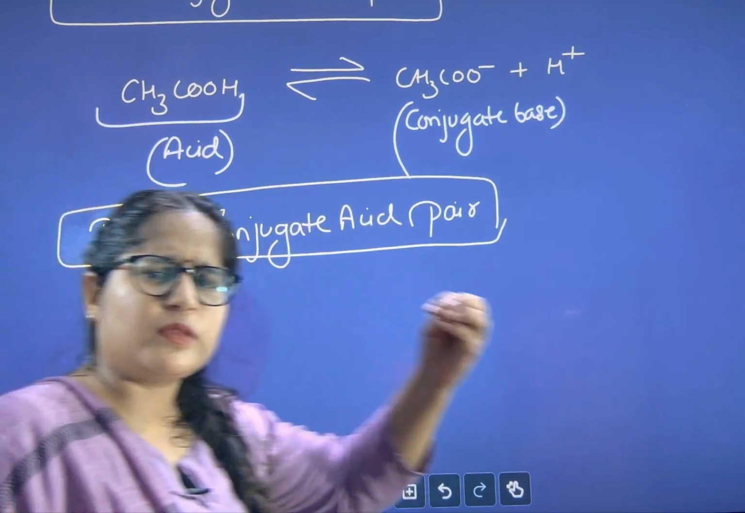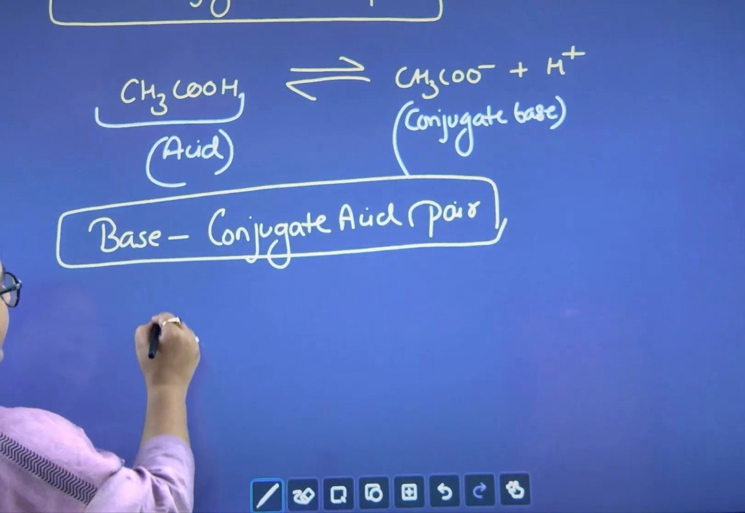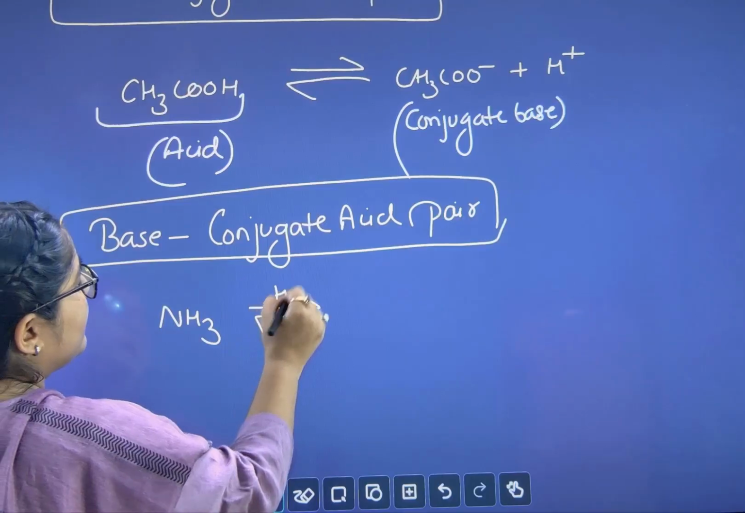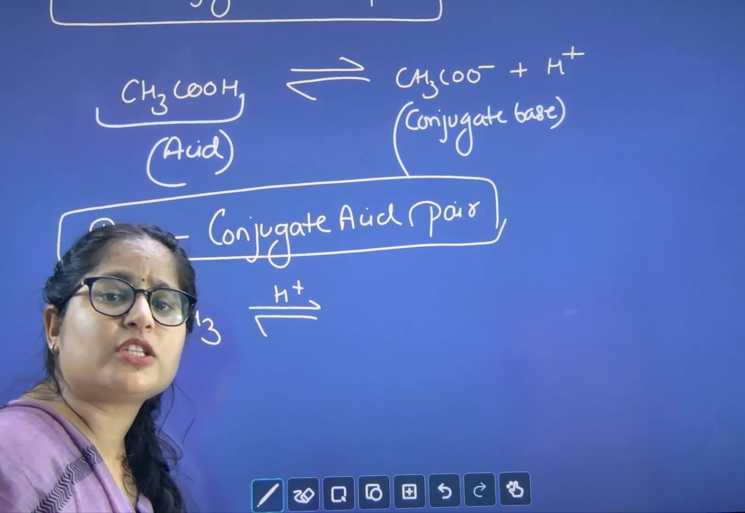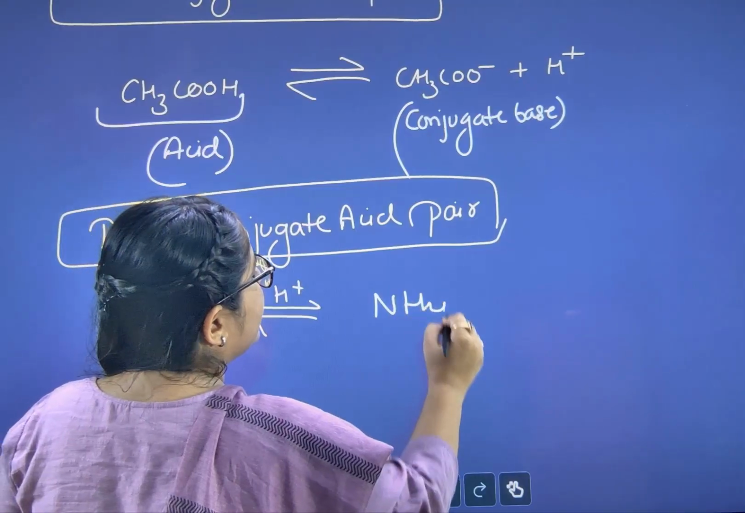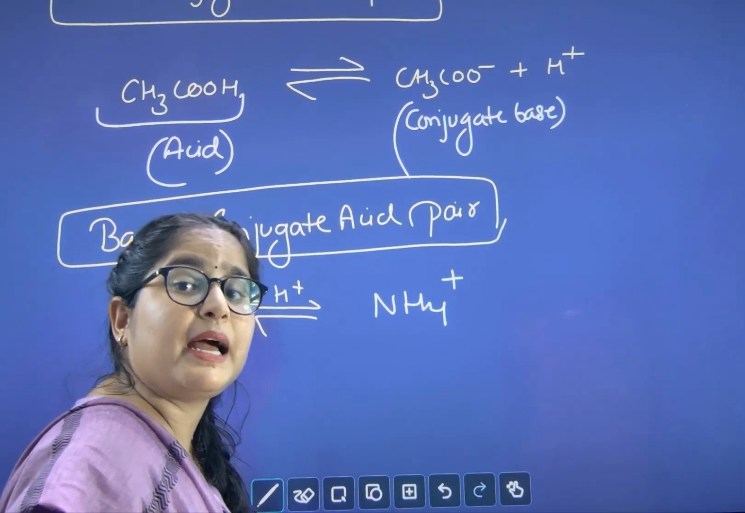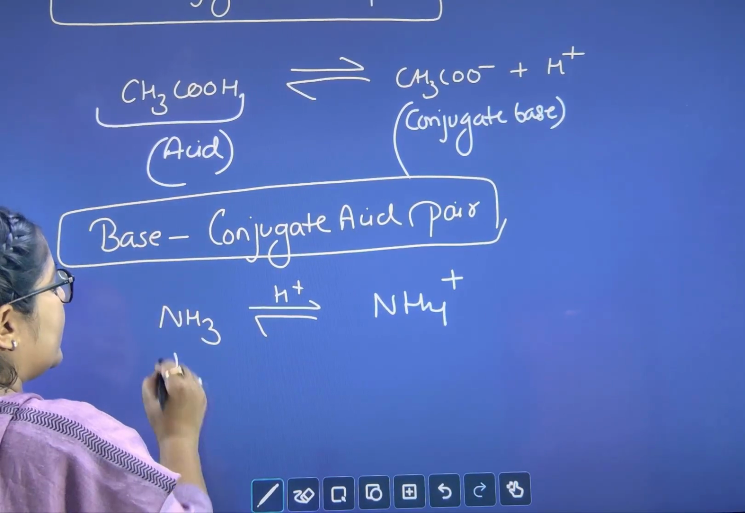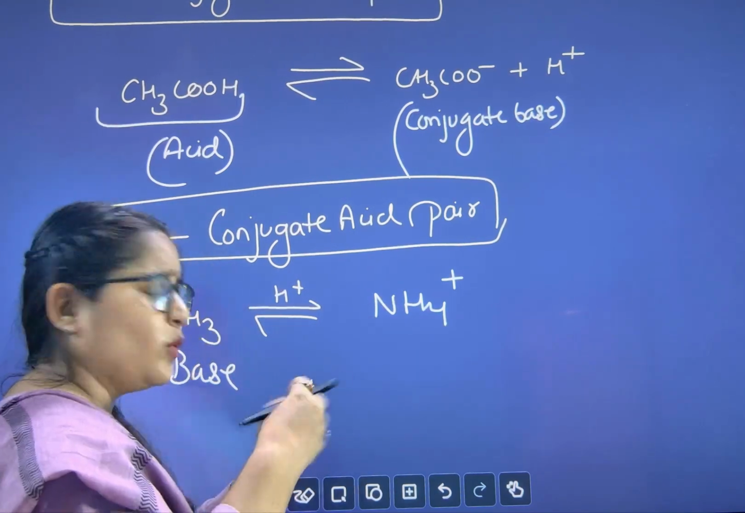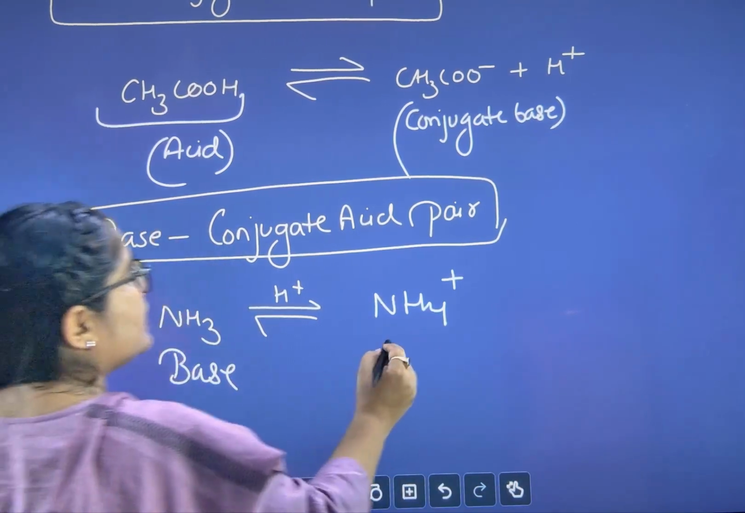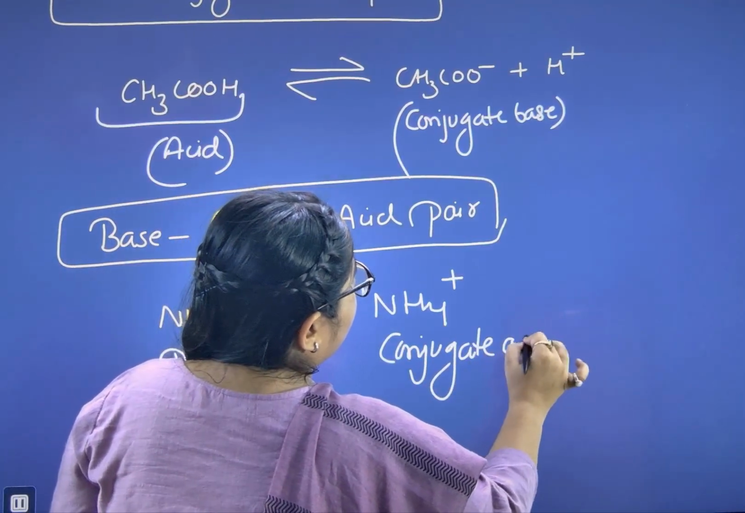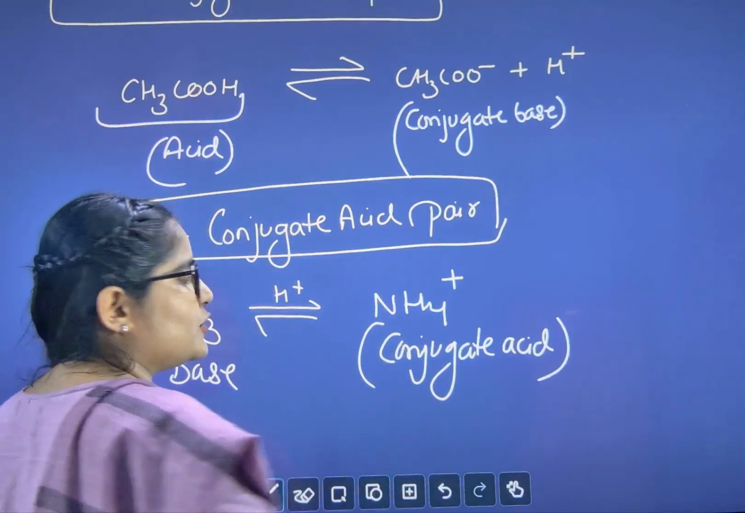Let us take any base. Let us see here, I am taking NH3. When NH3 accepts one hydrogen, it will become NH4. So in the base, after accepting the H plus, whatever you get is known as the conjugate acid.